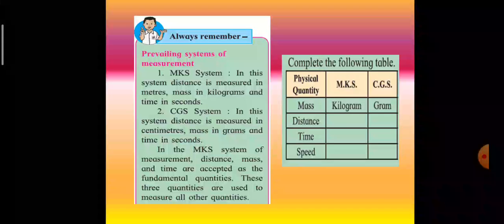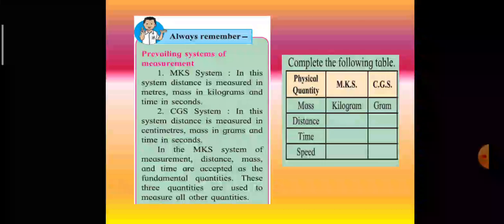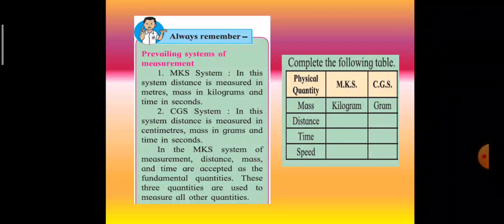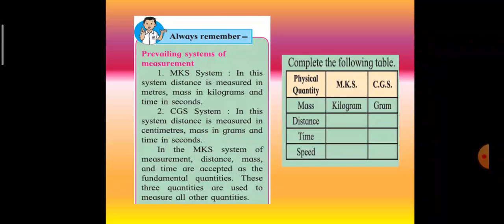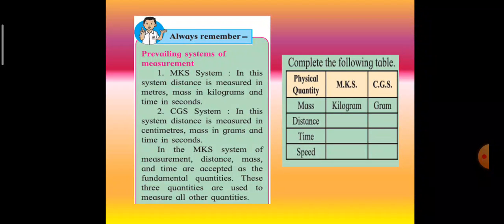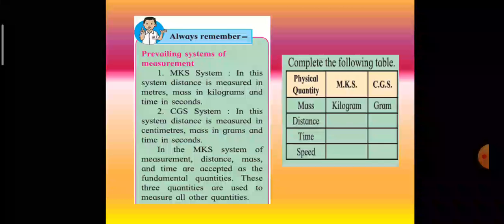So, as you can see the table here, you can complete the table based on your previous knowledge. Here, MKS and CGS systems are given. For distance in MKS system, can you think of? It is kilometer, and in CGS it is meter. Time is in seconds in both the units. Speed is kilometer per hour in MKS system and meter per second in CGS system.